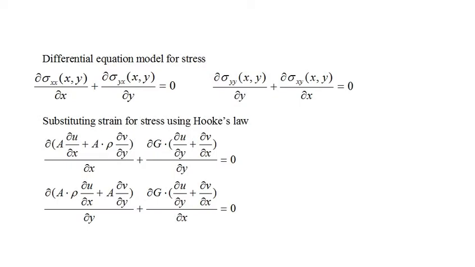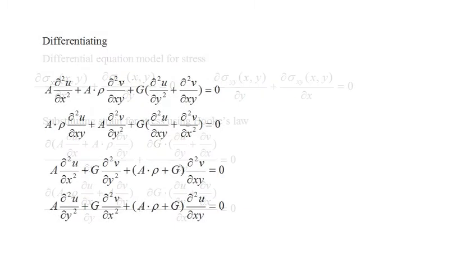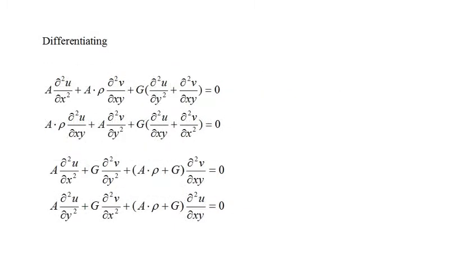Recall the equilibrium model for stress in a stressed object we developed in the previous video. We replaced the stresses by the expressions in terms of partial derivatives of u and v. Performing the indicated differentiations, we have the final form of the equilibrium model for a stressed object in terms of u and v. What next? The Fdm substitutions, of course.